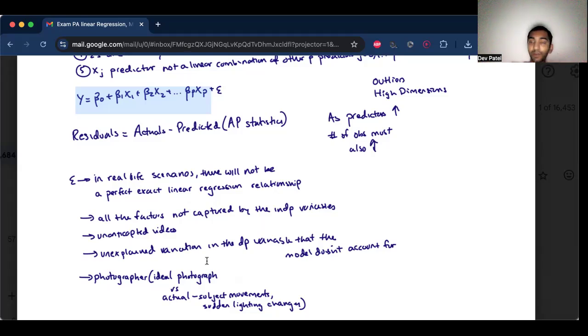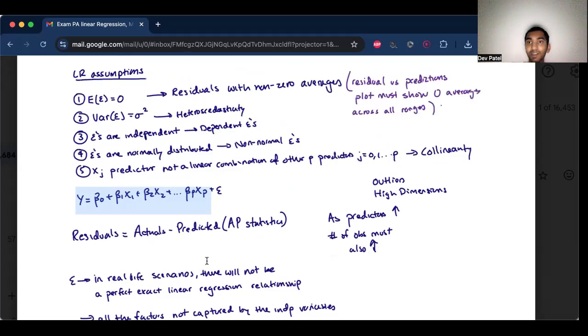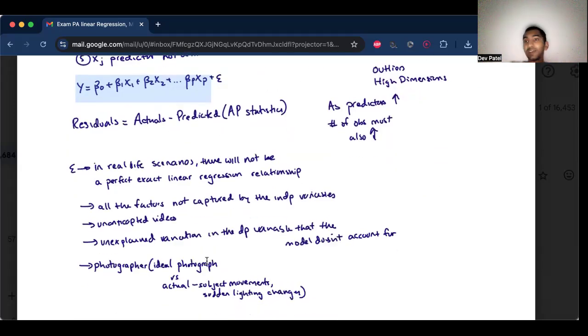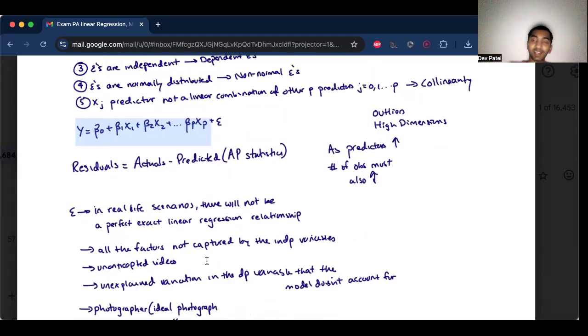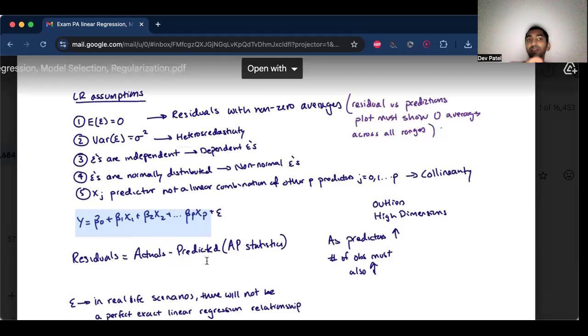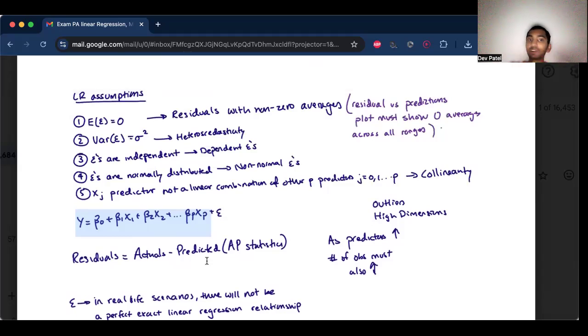And it is a random variable, so it will take on many different values. In expectation, one of the assumptions is that we expect this error term to be zero. So in the ideal world, we expect that the ideal photograph is the one that we actually take. We also assume that the variance of these error terms is constant. It follows this constant sigma squared. And then we'll show how to go about knowing when this assumption is actually violated.